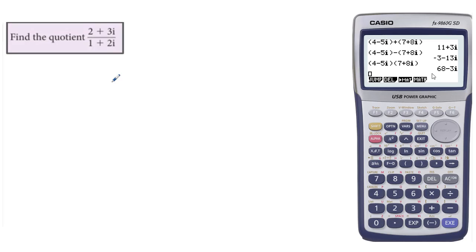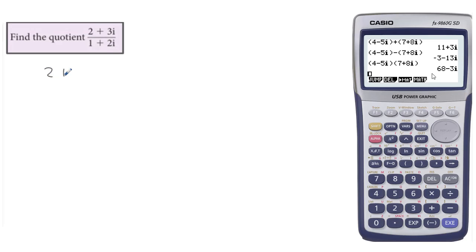Find the quotient 2 plus 3i over 1 plus 2i. So I'm going to show you how to do this by putting the answer in general form and then doing a multiplication and comparing coefficients. Very shortly I'll show you how to do it by using the complex conjugate. But in this one, we're just going to express it like this.